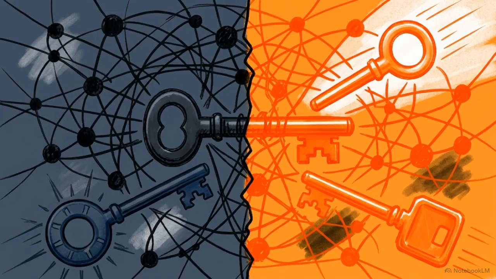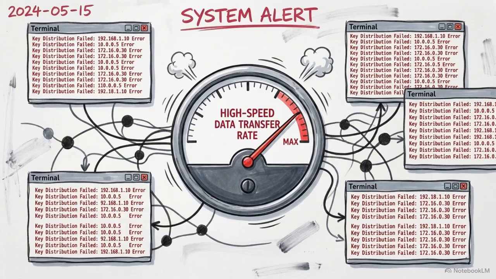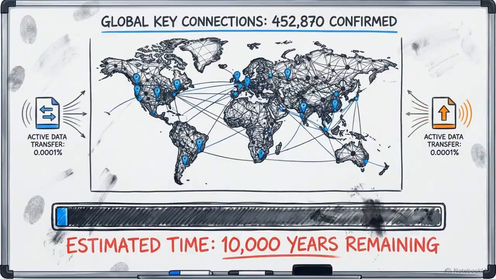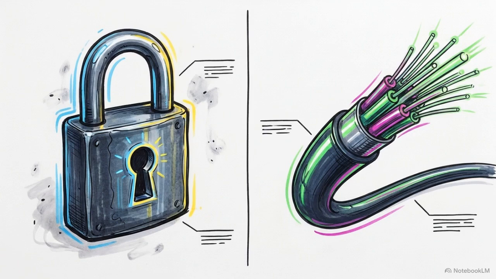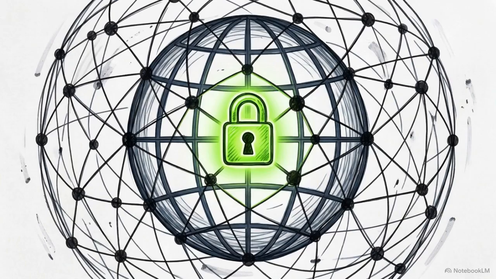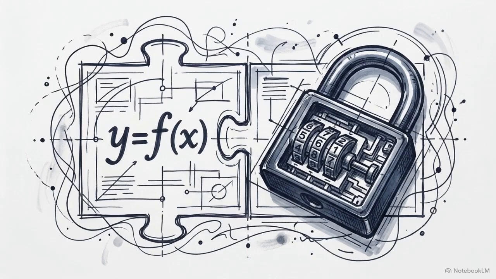This leaves us with a technical conflict. Symmetric ciphers have the speed, but can't distribute keys at scale. Asymmetric ciphers can distribute keys, but they are too slow for bulk data. Modern systems solve this speed versus scale conflict using a hybrid crypto system. This is the foundation for TLS and nearly all secure web traffic. Instead of choosing one method over the other, engineers sequence them to exploit the strengths of both.